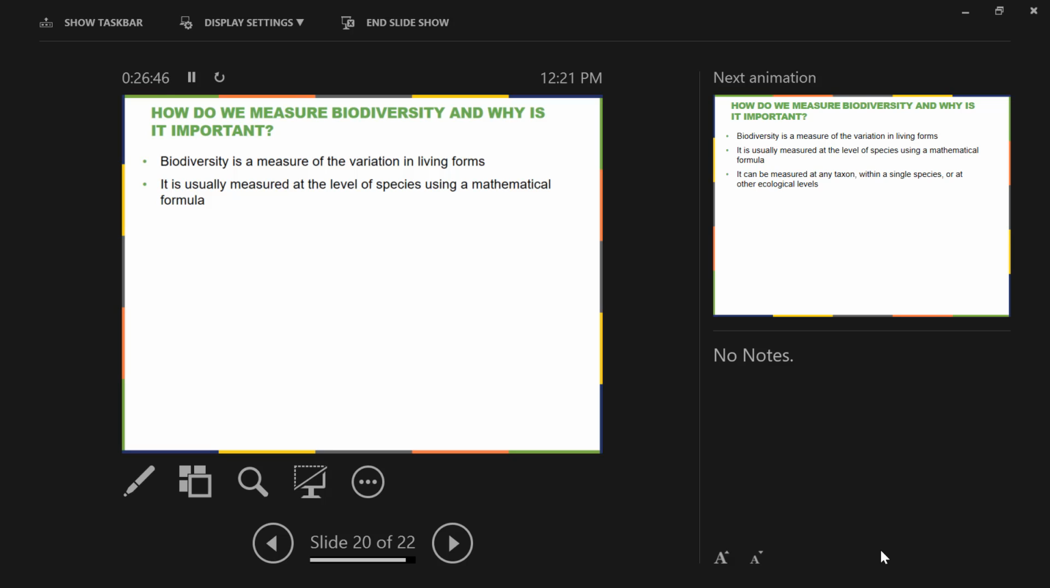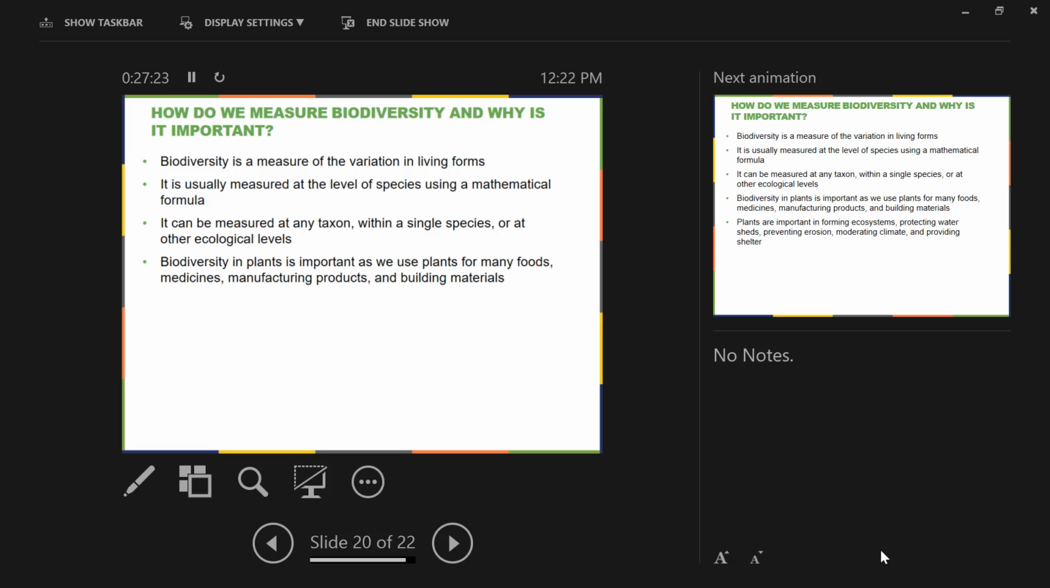Because what this allows us to do is to actually focus in on all the different relationships in an ecosystem. And we'll talk about ecosystem structures a couple of weeks from now. But suffice it to say, ecosystems tend to have a lot of species living there, right? And then we need some way in which we could quantify what we mean by a lot, and how we compare various ecosystems. So yeah, it can be measured at any taxon, within a single species, or at other ecological levels.